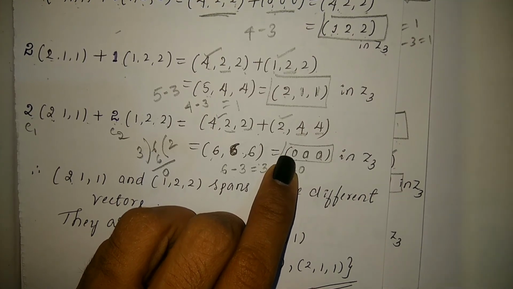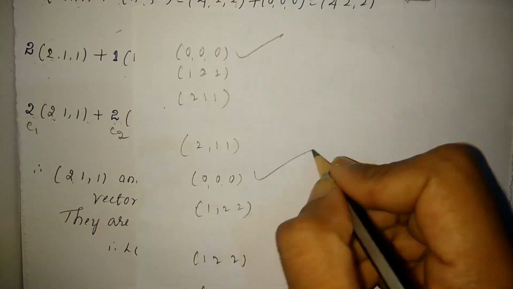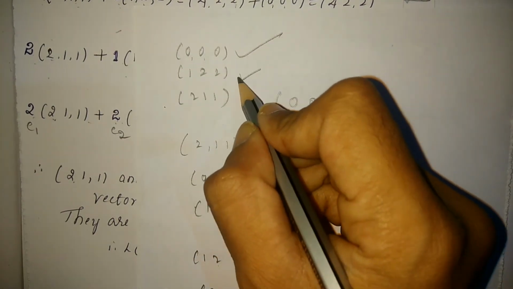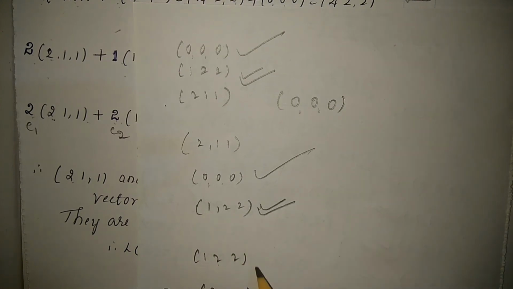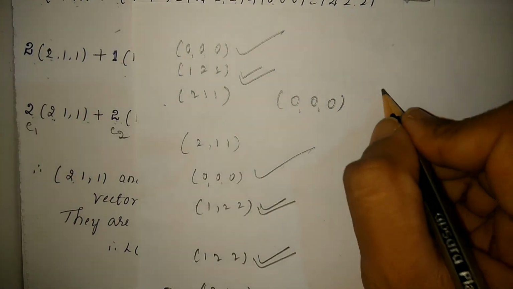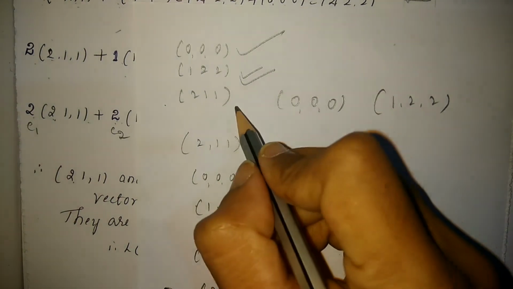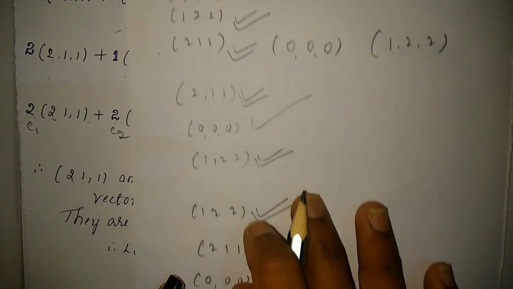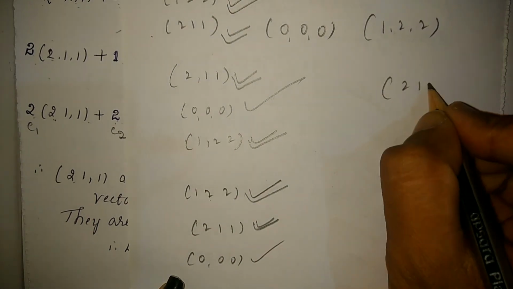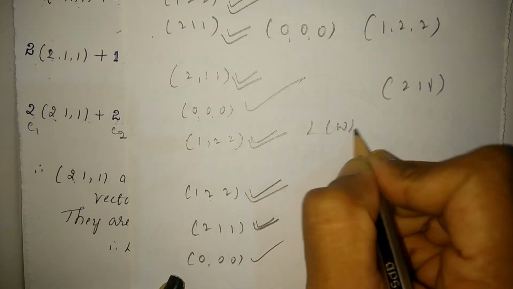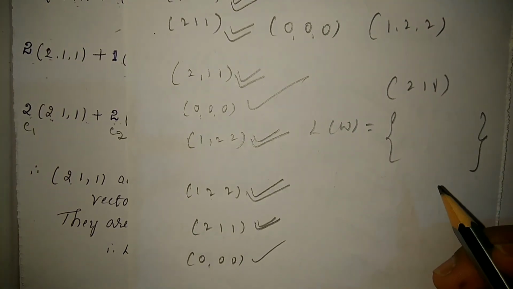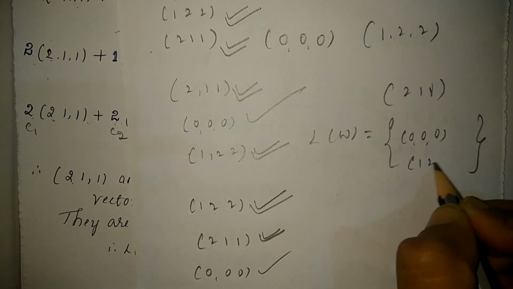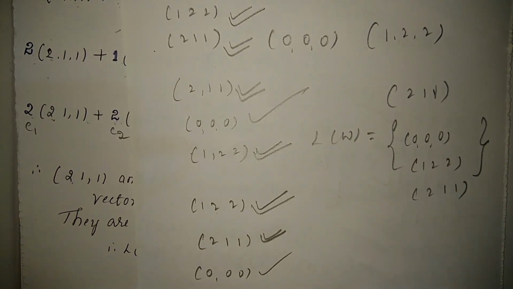So what are the possible elements? 0, 0, 0. So write that one, 0, 0, 0. Next, 1, 2, 2. So that is 1, 2, 2. Next, 2, 1, 1. Here is the 2, 1, 1. So all possible vectors spanned by 1, 2, 2 and 2, 1, 1 are nothing but 0, 0, 0, 1, 2, 2 and 2, 1, 1. Okay.